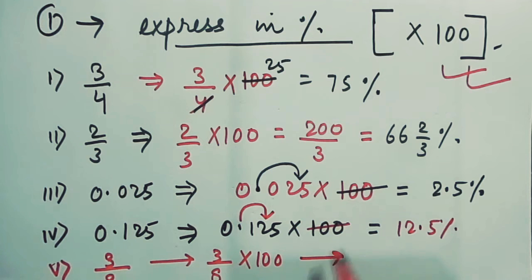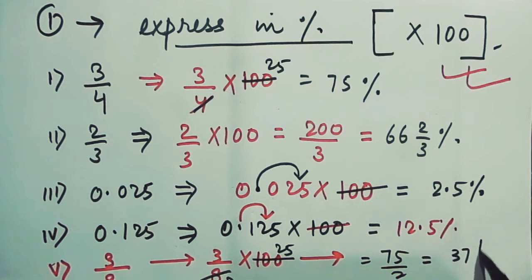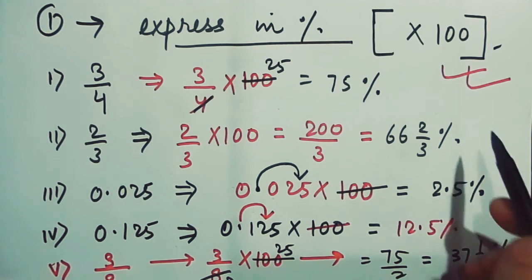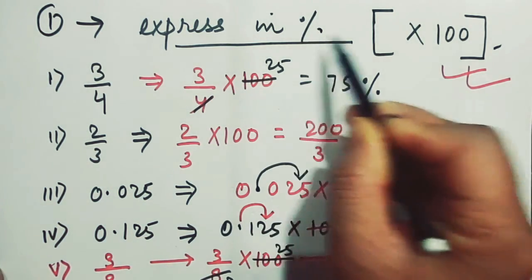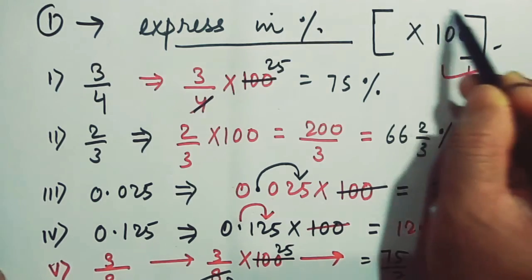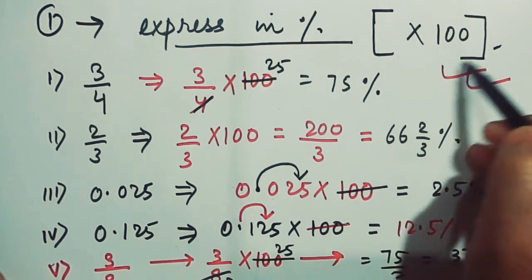How much? Let me check. 4 2 times is 4, 25 is 75, by 2 will be equal to 37.5 percentage. So what we found is that when we were asked to change it into percentage, we just multiplied it by 100.